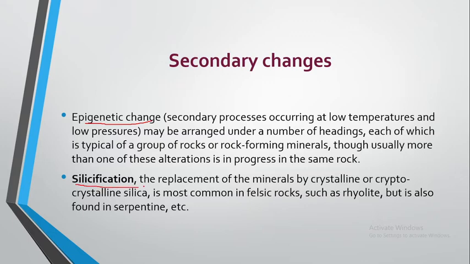Silicification is nothing but the replacement of the mineral by crystalline or cryptocryptalline silica. It is most common in felsic rocks such as rhyolite, but is also found in serpentine, etc. The first process is silicification. As the name indicates, when the soft material or easily leachable material from a rock is being removed, what will happen?